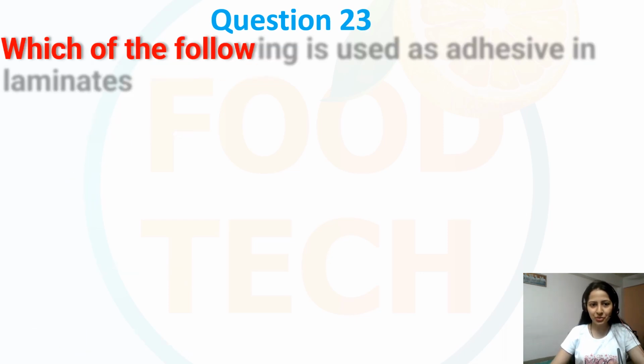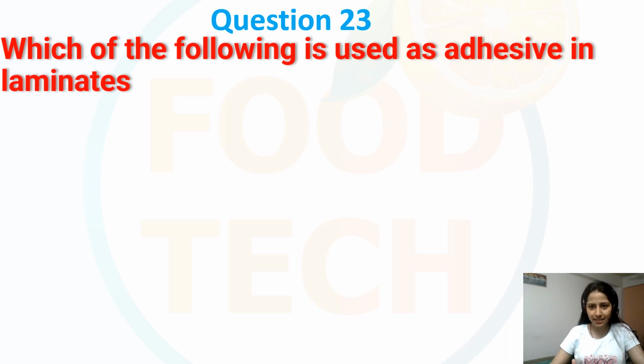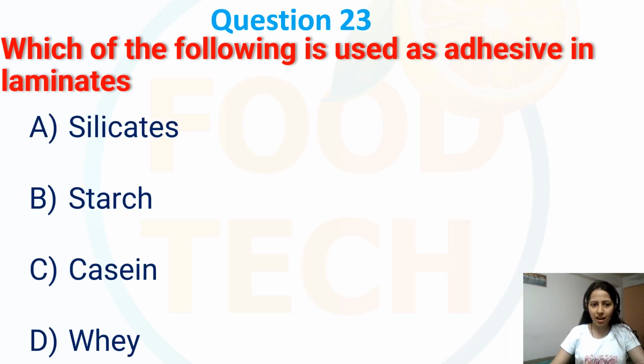Next, question number 23. Which of the following is used as adhesive in laminates? Okay, so options are silicate, starch, caseins or whey. So adhesives which are used in the laminates often contain synthetic resins or natural polymers that provide strong bonding properties between them. So among the following options, option number B, that is starch, is commonly used as an adhesive in laminates.